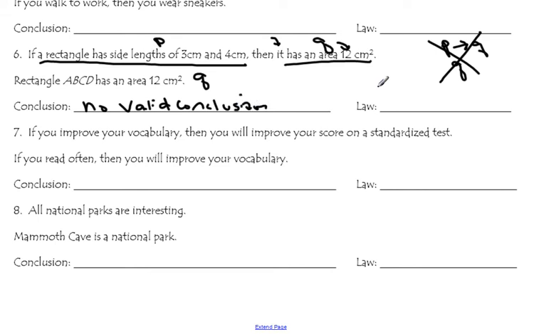And your law would be none, because it doesn't follow a logic law. Remember, you only have 2 logic laws. You have P then Q, given P, conclude Q, that's detachment. And you have P then Q, Q then R, P then R, that's syllogism. If it doesn't follow one of these orders exactly, it's not valid.